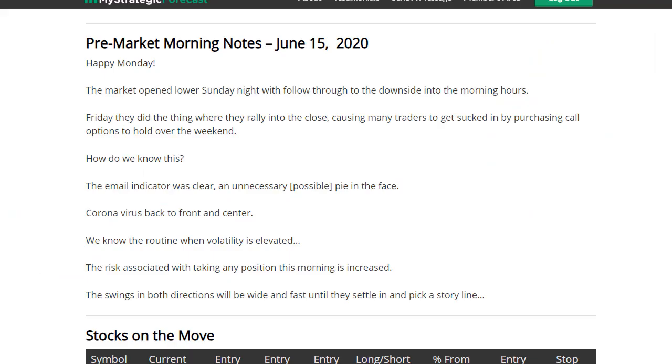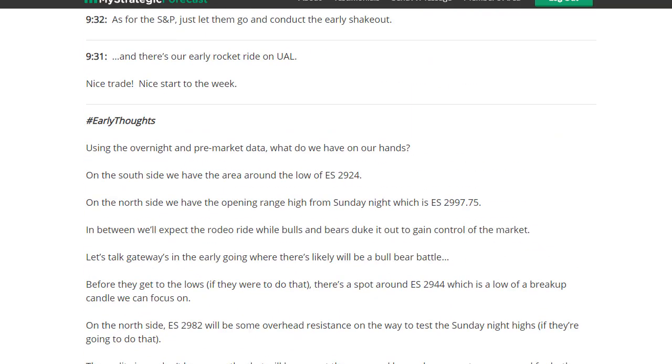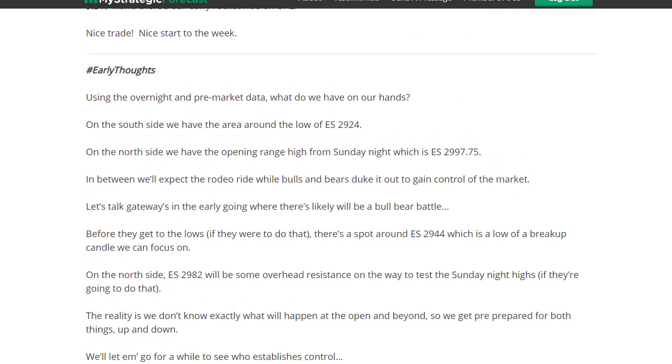What happened inside the numbers today? This is interesting. As the morning unfolds, we think back to what was going on Friday. They sucked some people into the long side on Friday into the closing bell, thinking there was going to be follow-through into Monday. You see that touched upon here in the pre-market notes, and more so later on as you'll read in the commentary.